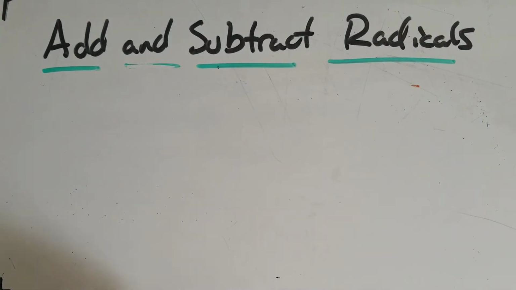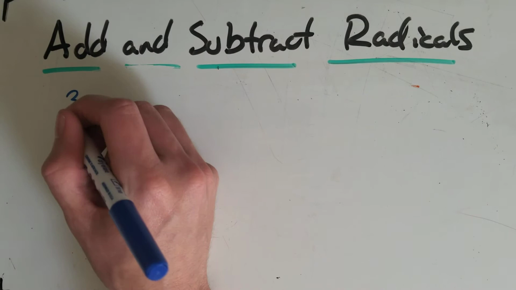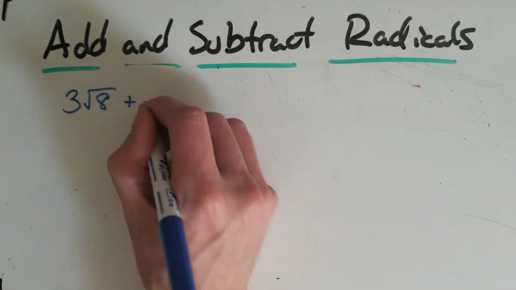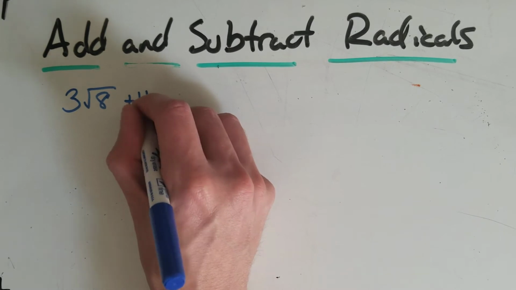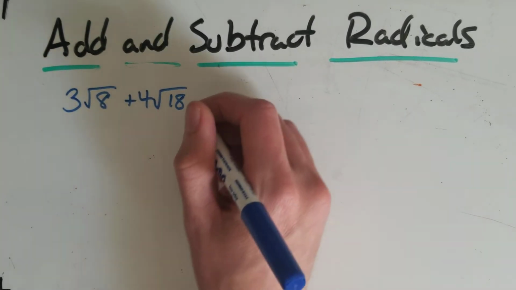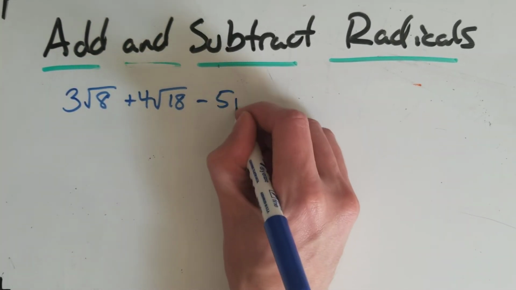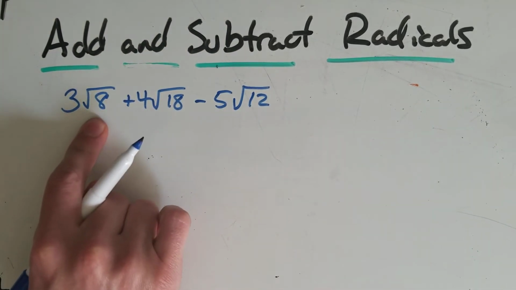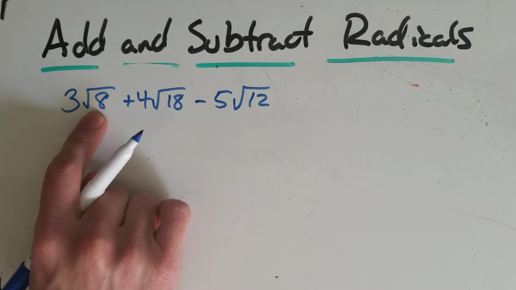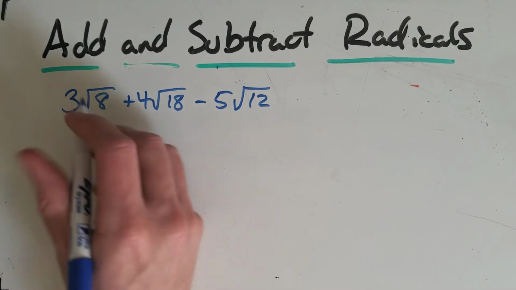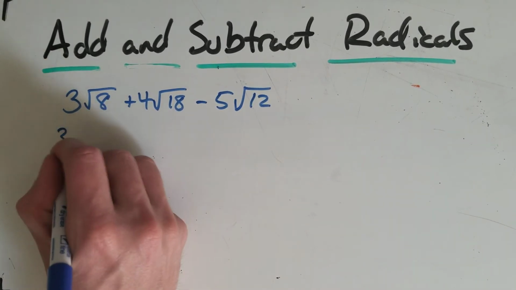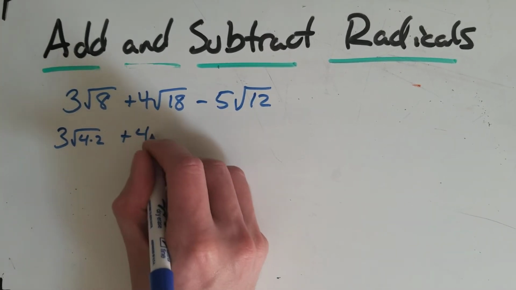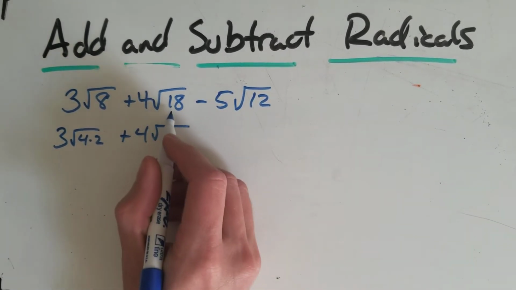Alright, our next one, we have 3 root 8, and we are adding 4 times the square root of 18 minus 5 times the square root of 12. So first term, we can simplify a little bit. We have 3 times the square root of 8. 8 is like 4 times 2. So it's 3 times 4 times 2. I'm going to try and simplify them all in one step.